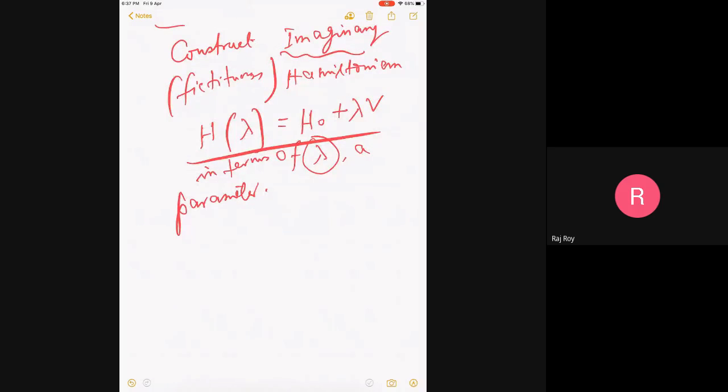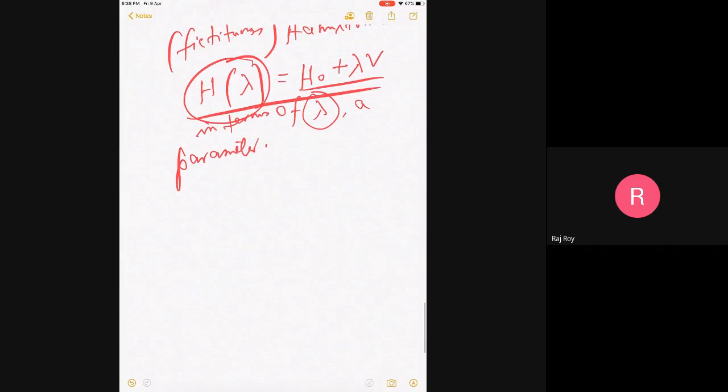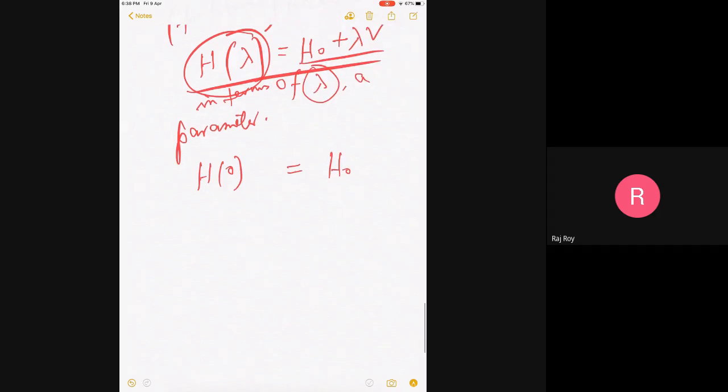Clearly, H of lambda is a very general Hamiltonian from where I can describe both H naught as well as H, which you can very easily see that if lambda turns out to be 0, then of course H of lambda is simply H0. If lambda becomes 1, then H of lambda is simply H naught plus V, which is the physical Hamiltonian. Is it clear?